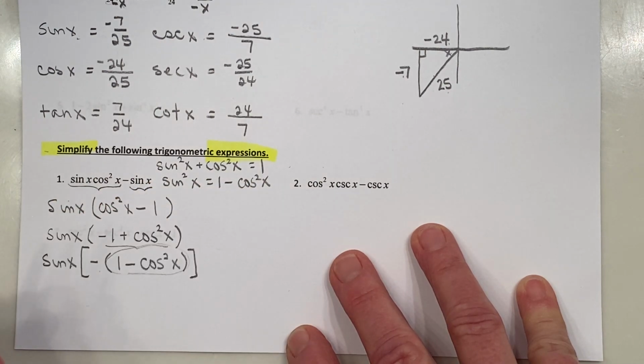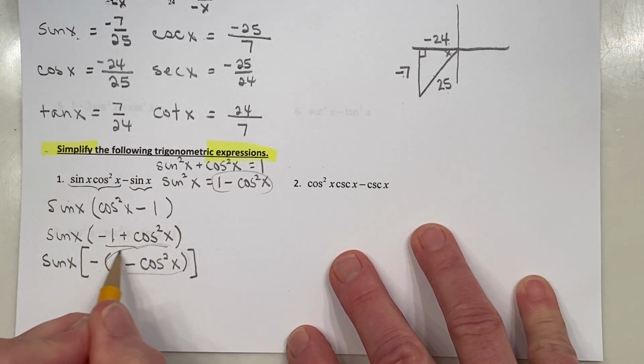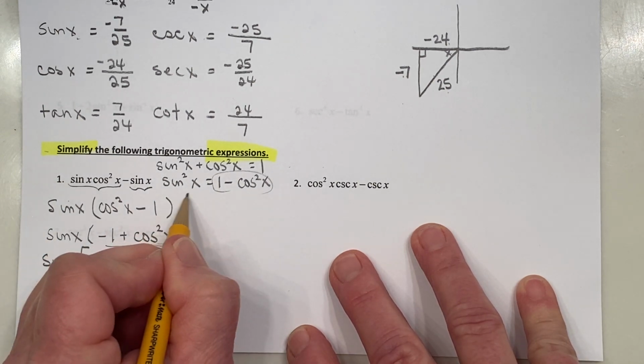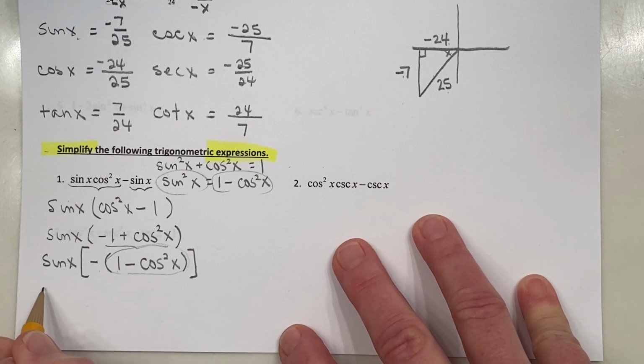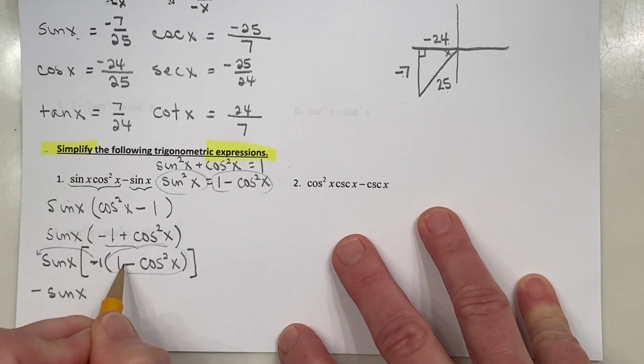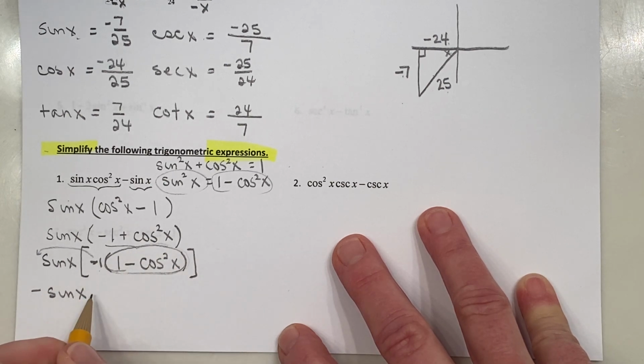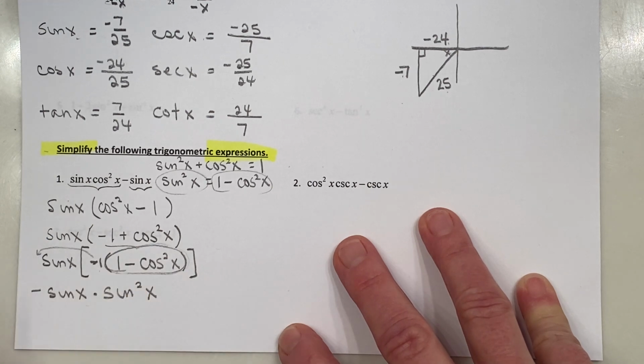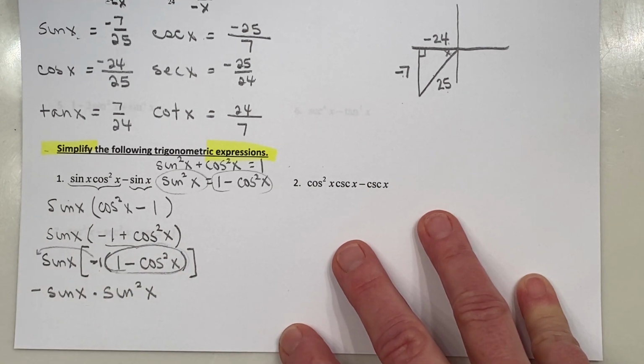So I'm going to notice that this expression right here can be replaced with its equivalent, sine squared. So I'm actually going to do two things. This -1 right here, I'm going to move up front. So I'm going to have negative sine x. And then in here, what I have left, I'm going to replace with sine squared x. I don't need the parentheses now.